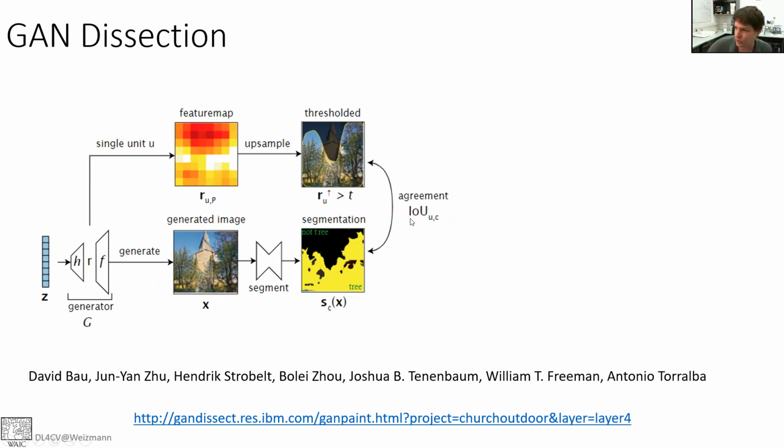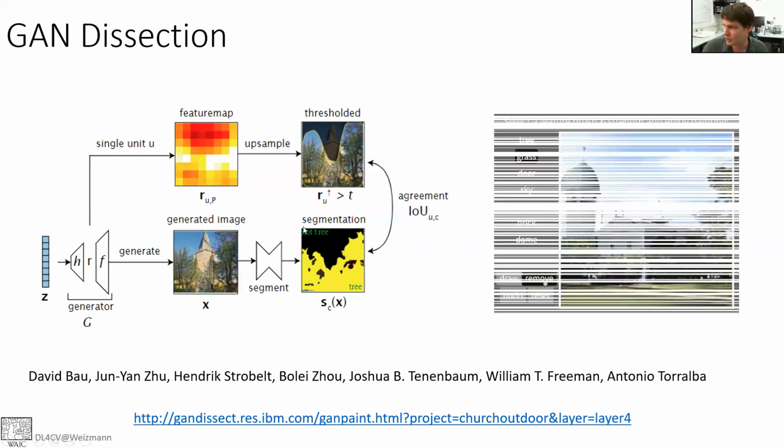One way to do this is to use a segmentation network. They take the results and apply segmentation, and then they check which units were activated for which pixel, for example, for the trees, for the houses. Then they were able to have this mapping between units and various elements in the image. And once you're able to do this, you can do this painting.